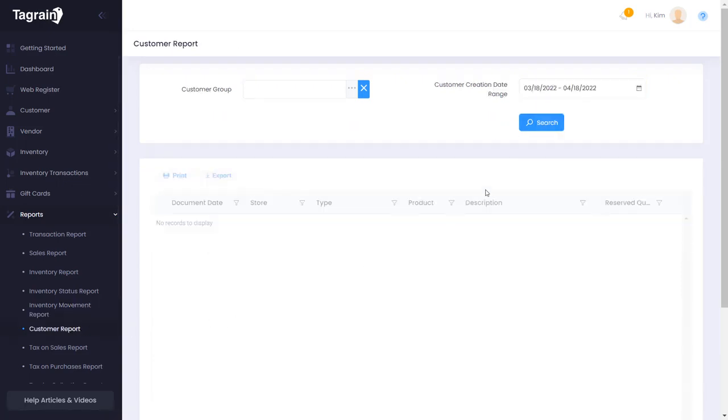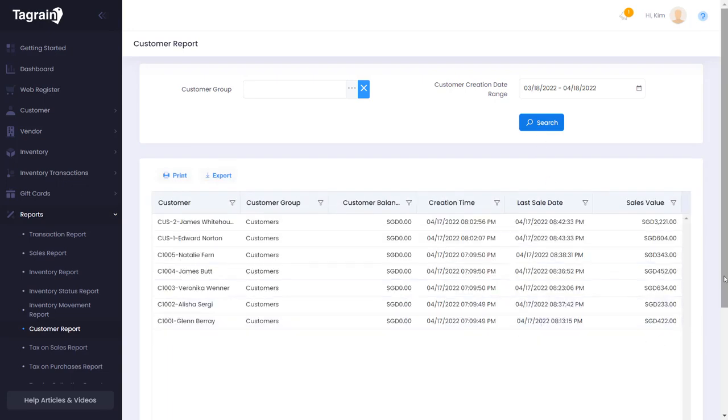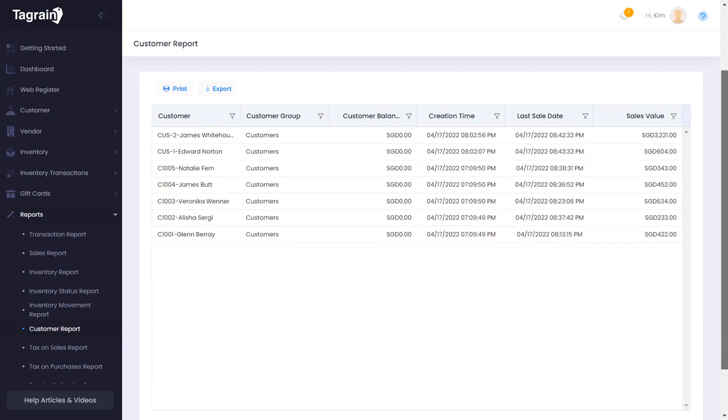The customer report lists the customers created in a given date range, any balance that they may have, the last time they shopped with you, and the total sales that they have done with you so far.